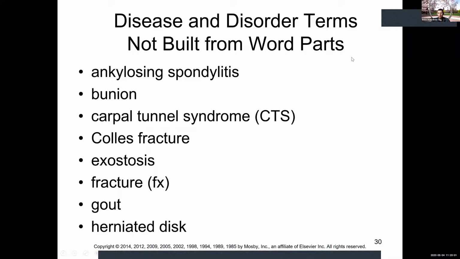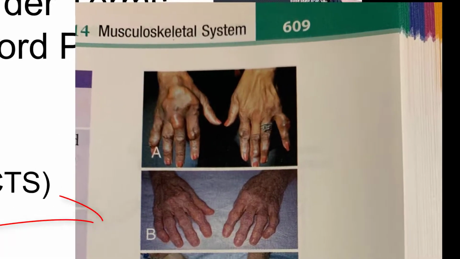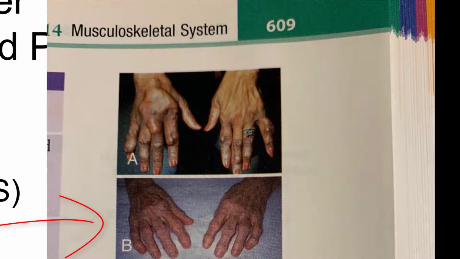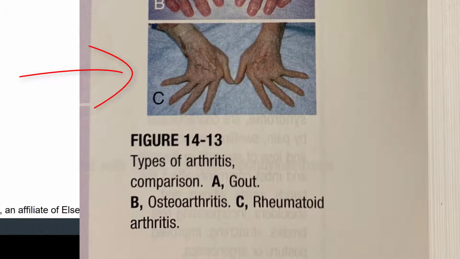Looking at that on 609, you can see B is the osteoarthritis, or the swelling of the bones in the joints. You can really see how those joints of the fingers are swollen. And then the rheumatoid arthritis has a completely different presentation, in that you get this disfiguring of the placement of the phalanges as a result of the disease that's taking place.